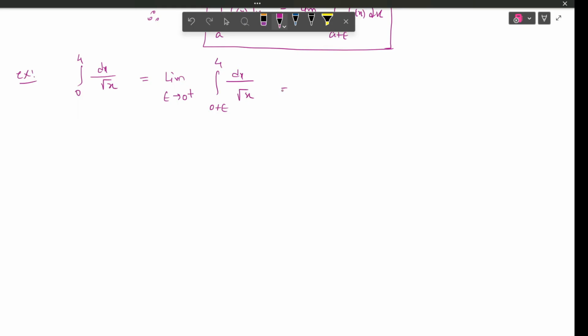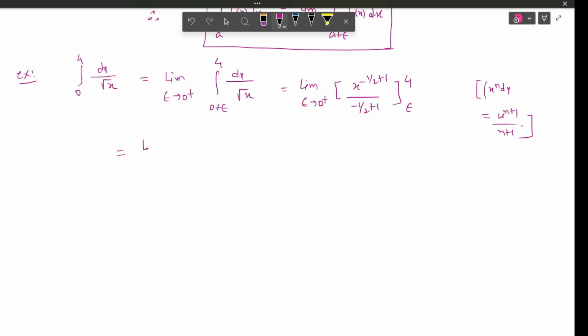Now simply evaluate this, you will get the answer. Limit epsilon tends to 0 plus, and it would be x to the power minus half. You know that the integration of x to the power n dx is x to the power n plus 1 by n plus 1. Now this is x to the power minus half, so it would be x to the power minus half plus 1 by minus half plus 1, from epsilon to 4. 0 plus epsilon is epsilon, right?